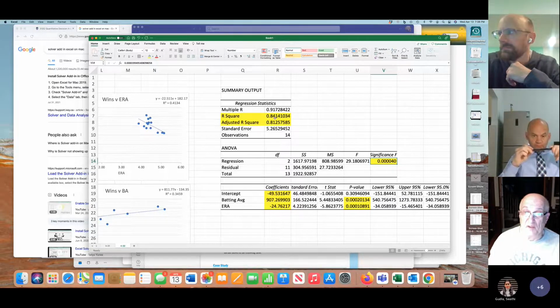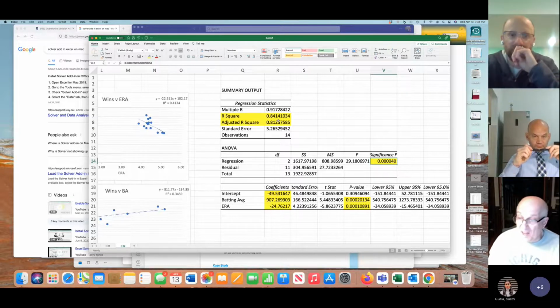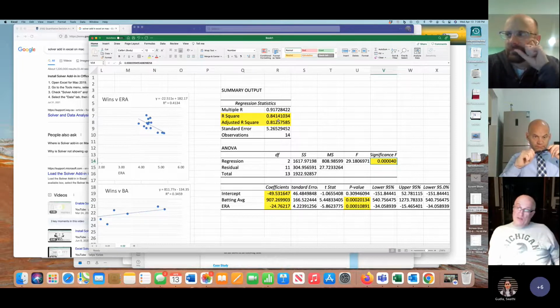I'm dancing in the street. I'm explaining 84. If I did 34 and 41, that's only 75%. Put them together, it makes 84. This is a model for me. I would use this model like crazy.